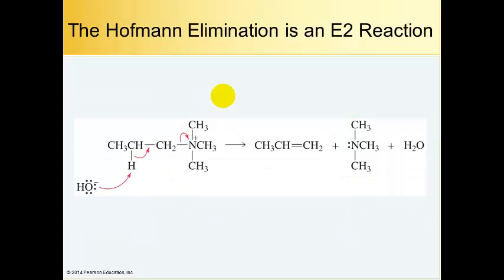The Hofmann elimination is an E2 reaction, meaning that it happens in a single step. If I review the mechanism that we just talked about, the hydroxide ion base pulls off the proton here. These 2 electrons hop in to form the double bond, and then at the same time the 2 electrons here hop onto the nitrogen, giving us our alkene and our amine leaving group, and then of course water.